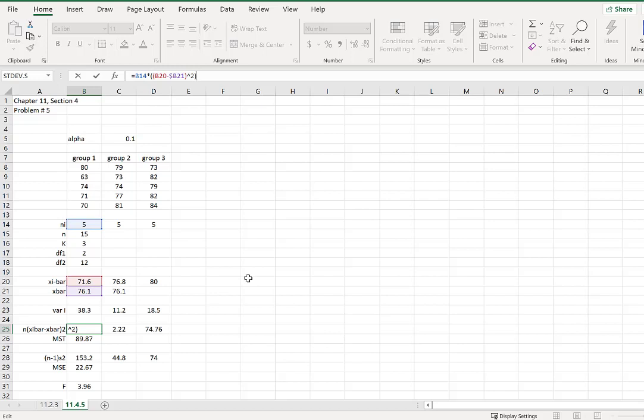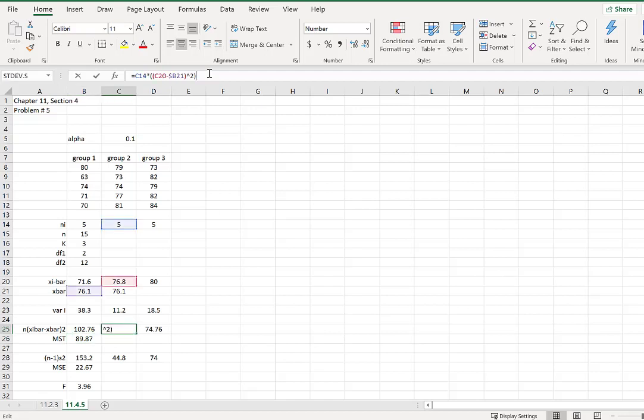I do the same thing for group 2. I'm taking, again, the number in group 2 times the quantity of C20, that's my x bar, minus, there it goes back over to column B again, that overall x bar. So the mean of group 2 minus the overall mean, I'm going to square that and multiply that by the number. And do that again for group 3. We can go ahead and look at that.